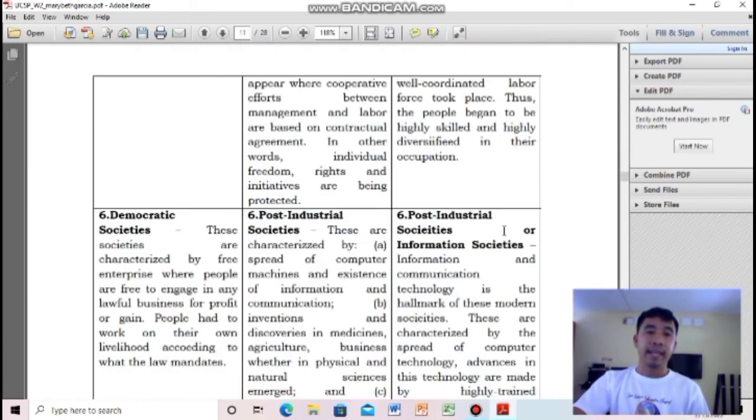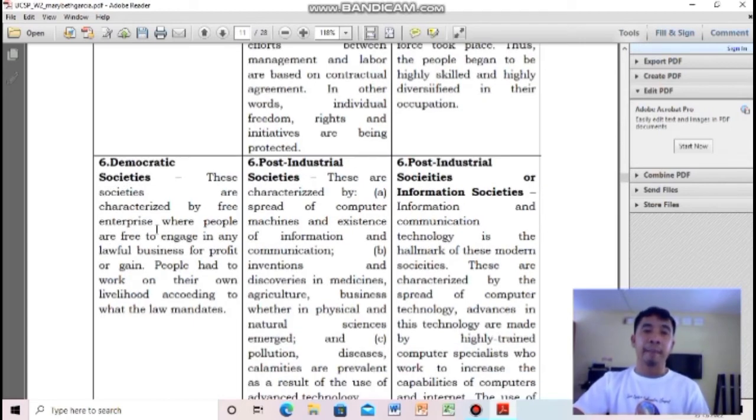Okay. Next is democratic societies. From the word democracy, these societies are characterized by free enterprise, where people are free to engage in any lawful business for profit or gain. People had to work on their own livelihood according to what the law mandates. So diri may free will ang tao to work basta according lang sa insakto nga balaod.